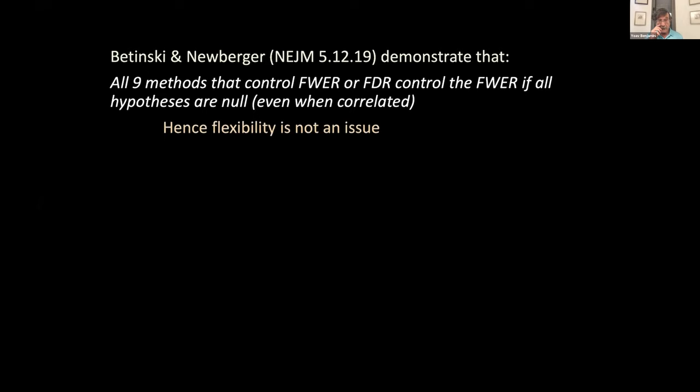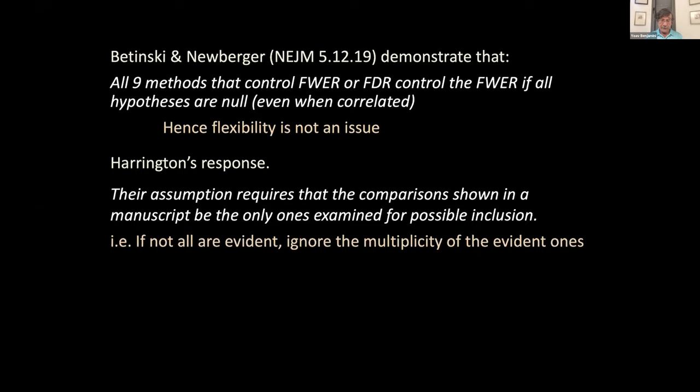And Harrington, the associate editor of the New England Journal of Medicine, says that their assumption requires that the comparisons shown in a manuscript be the only ones examined for possible inclusion. Why? That's the kind of argument I fail to understand. If not all are evident, but many are, should you ignore the multiplicity of the evident ones? It doesn't make any sense.